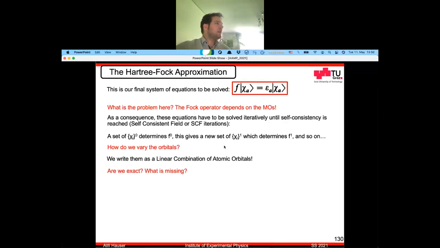But you're right in the sense that if we do this translation into a linear set of equations, we introduce a basis, and this basis will always be finite, and therefore it's always incomplete. But we can say, okay, I can go to a really, really large basis. This would be the so-called Hartree-Fock limit. And even the Hartree-Fock limit is not the exact solution. What could be still missing? What's your guess? What's not covered here?